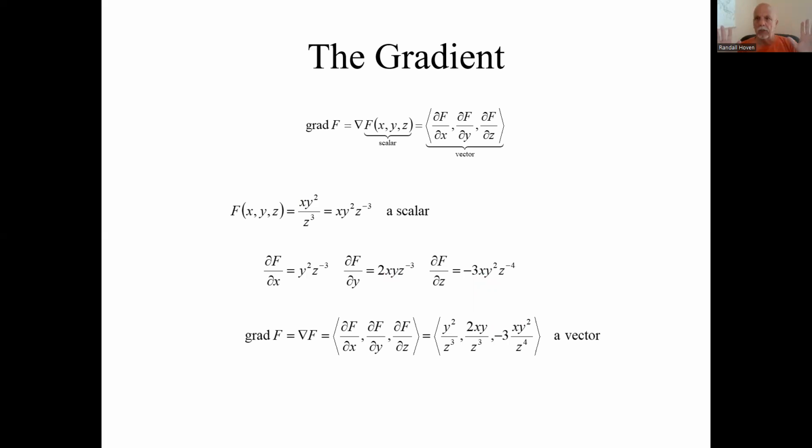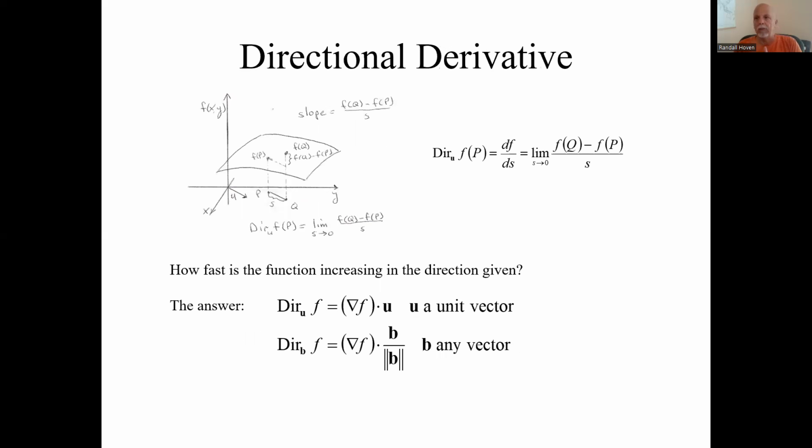We're going to discuss 3 different interpretations or uses of the gradient. The first will be the direction of steepest ascent, meaning the direction in which this f function increases the fastest. Before we get there, we have to talk about the directional derivative.